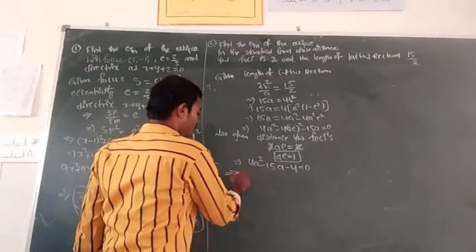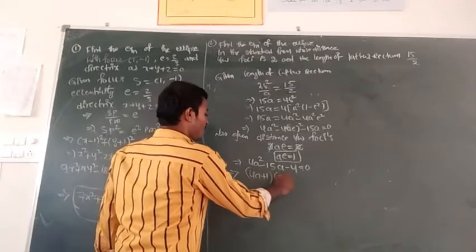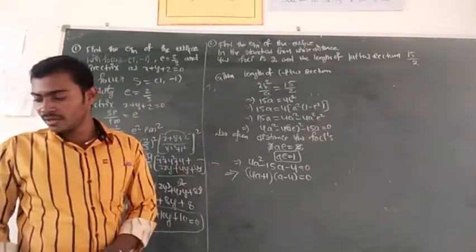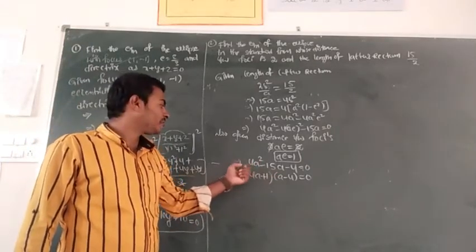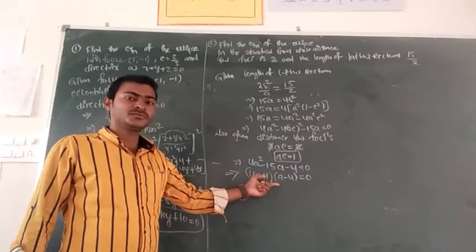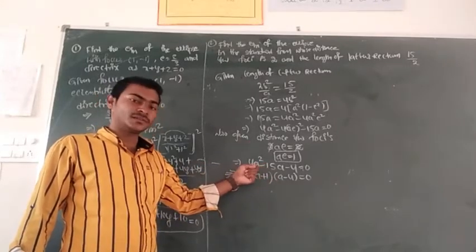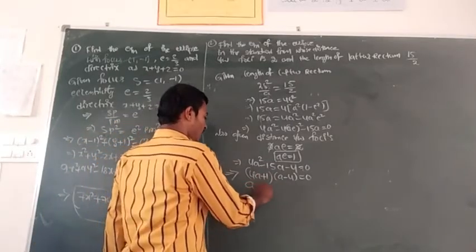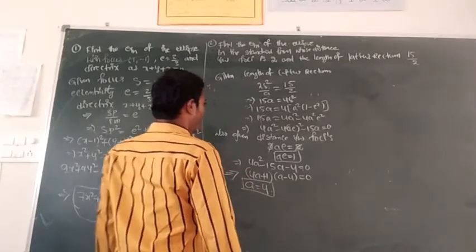Now when we simplify, we get (4a plus 1) into (a minus 4) equal to 0. That is, 4a into a is 4a square, 4a into minus 4 is minus 16a, and 1 into a is plus a, so minus 16a plus a gives minus 15a, and 1 into minus 4 is minus 4, equal to 0. So we get only a equal to 4.